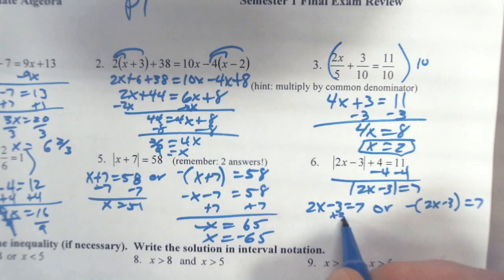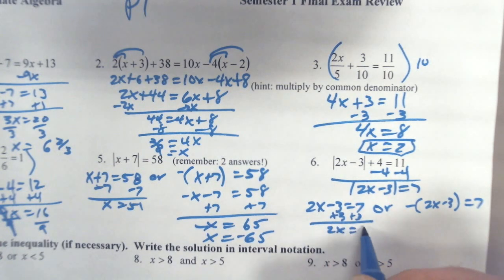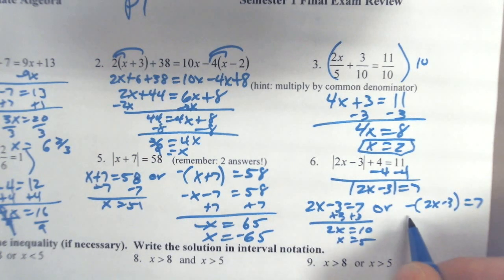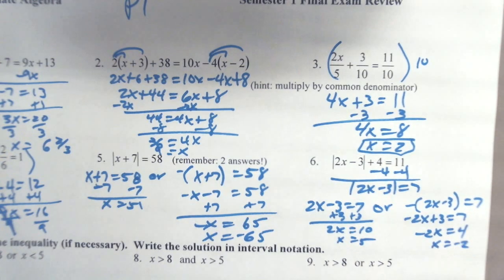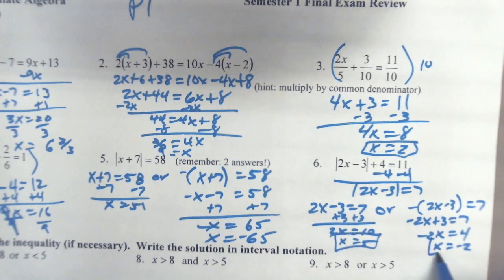Solving this, I'm going to add 3. I get 2x equals 10, which is x equals 5. On this one, I'm going to distribute the negative, giving me negative 2x plus 3 equals 7. Negative 2x equals 4. x equals negative 2. So there's our two answers for that.